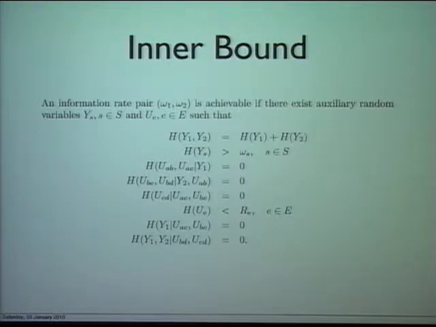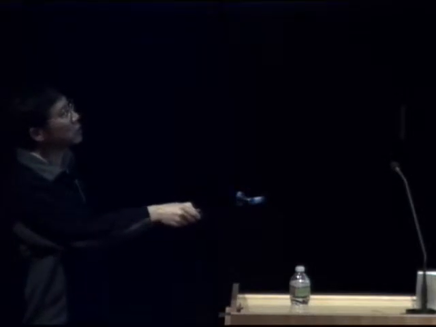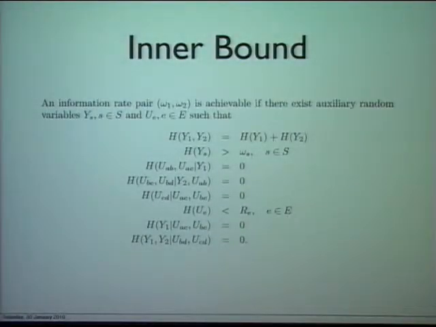Okay, the constraint is that there exist auxiliary random variables Ys for each source S and UE for each channel E, such that H(Y1, Y2) is equal to H(Y1) plus H(Y2). Because we are talking about two information sources that are statistically independent, we also require the two proxy random variables to be independent. And we require that H(Ys) is bigger than omega s. This is essential because we need the proxy random variable to have enough entropy to cover the information source. And this is the rate of the information source S.